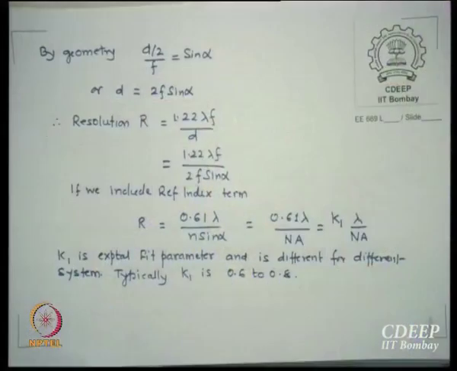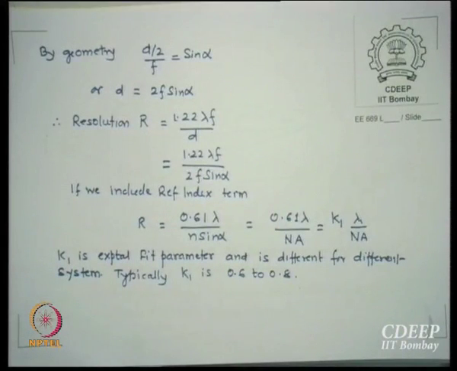So how to improve the resolution? Resolution R means R should be smaller. I want to resolve as close as possible. So what should I increase? NA. So I must somehow increase the NA. So I must increase the refractive index. So that is why the word immersion has come. I can change the refractive index. If I change alpha, which is possible, then the lens diameter will correspondingly increase. So I can't increase alpha too much. Okay.